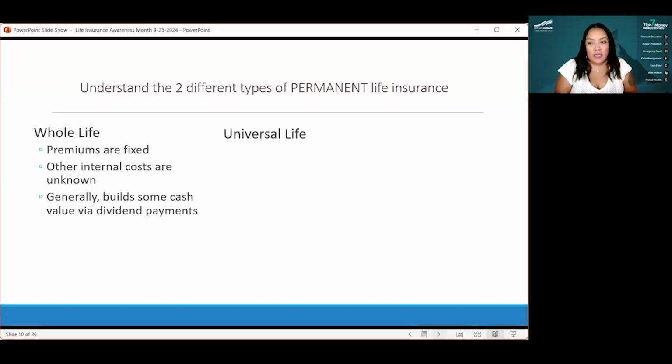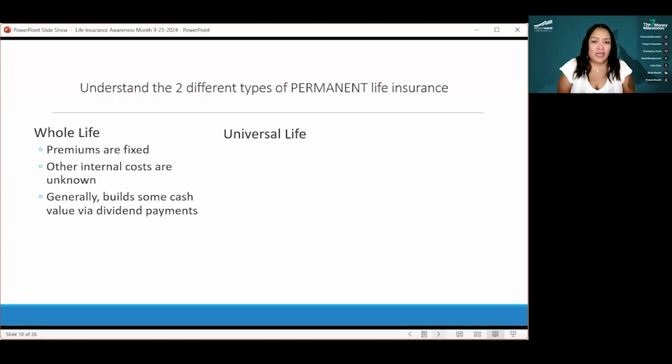One thing I don't like about whole life insurance is we don't know what the cost of insurance is. What are the administrative costs? What fees or expenses are involved? Those things are completely unknown. So there's no transparency there from the whole life insurance companies.